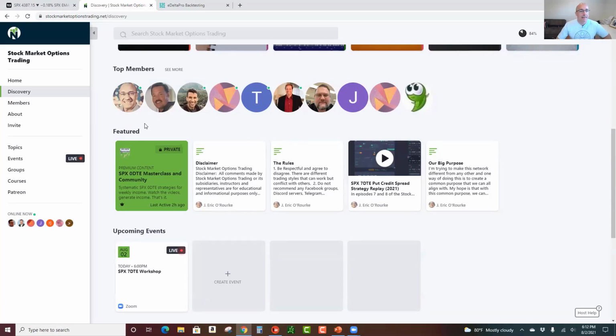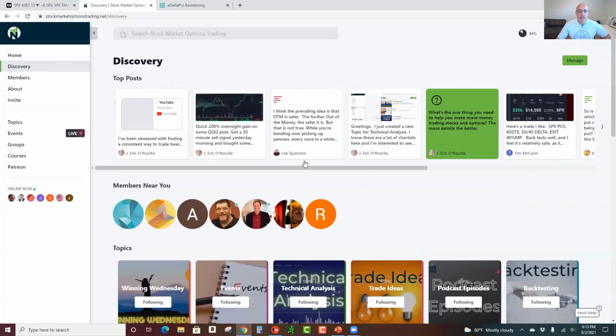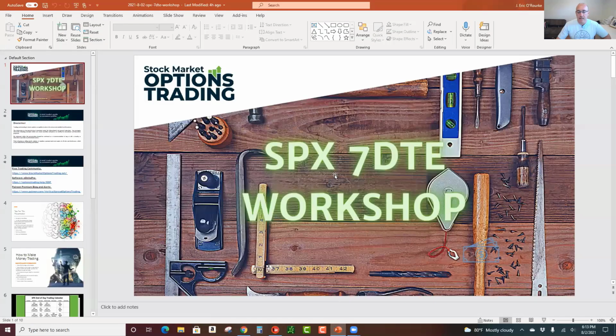But anyway, under the discovery section, you'll see the featured area. We have the disclaimer and the rules. This is important. But if anyone wants to go back to this version and see what it looked like 5 months ago, you can do that. So what we're doing is basically updating this backtest in this, I call it a workshop.